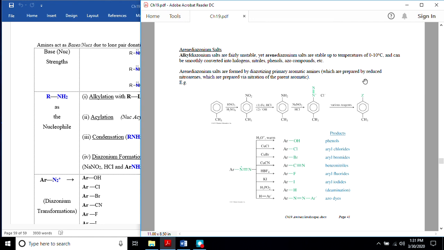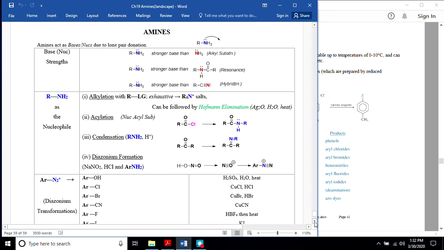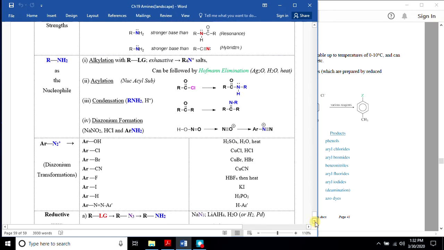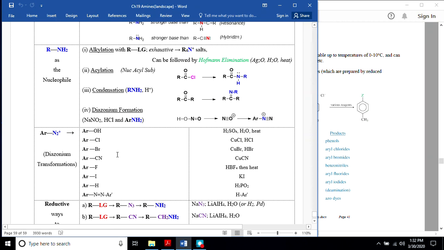So this is a sequence of reactions that allows you a complementary or alternative way of making some of these aromatic products. So you'll notice that that's also summarized in then this block. So this is how you make your diazonium, and then this is how you convert your diazonium into these different substituents.